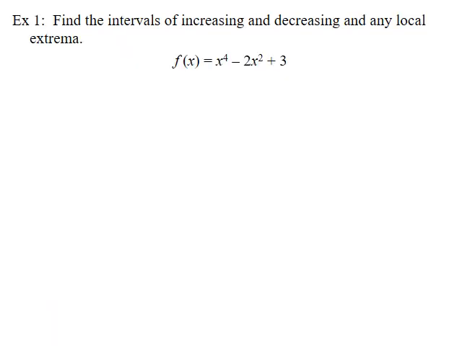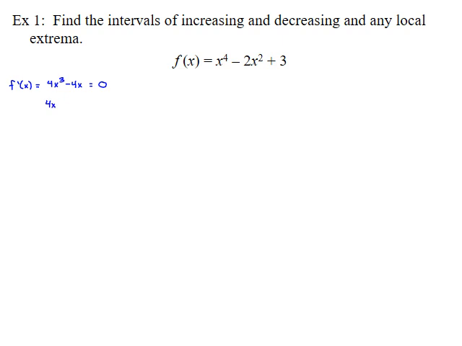So let's look at an example. If I give you a function, can you find the intervals of increasing and decreasing and then any local extrema, which extrema just means maximums and minimums? All right, since all of this information has to do with the first derivative, the first thing I'm going to do is actually find the first derivative. So f prime of x is going to be 4x cubed minus 4x, and since I need the critical numbers for all three of these, I'm now going to set this equal to 0 and solve.